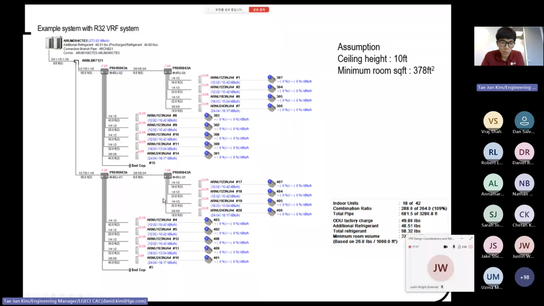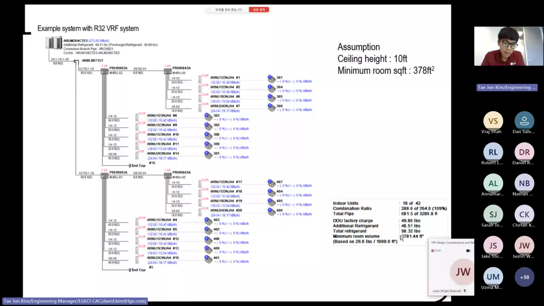However, I had an issue with the system with the existing volume charge. The total refrigerant charge here was 98 pounds, and the room volume that I wanted to place this in was around 3,500 cubic feet. And the minimum room volume with this charge was already 3781 cubic feet. Therefore, what I ended up doing here was to split this system into two.